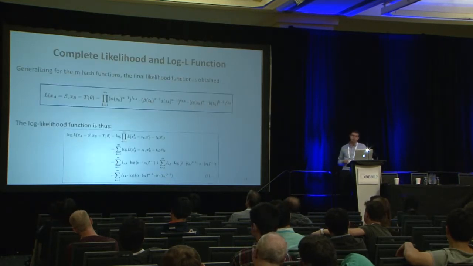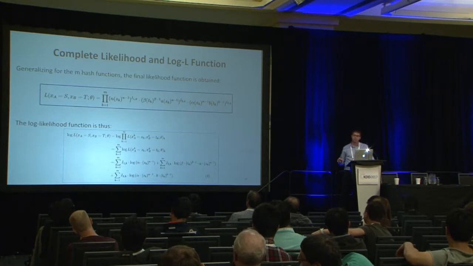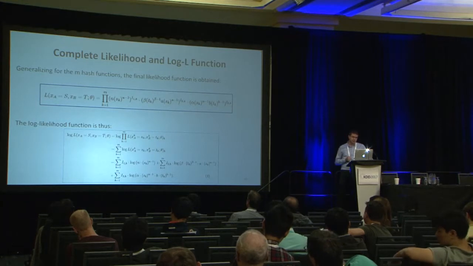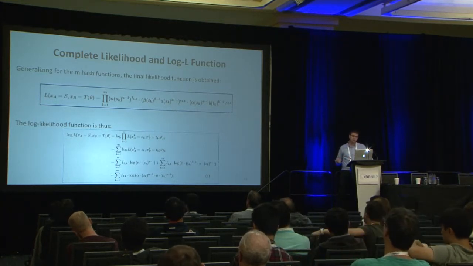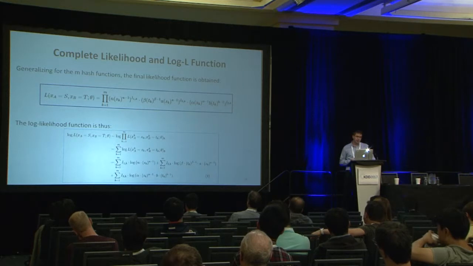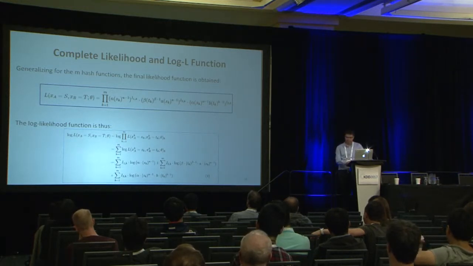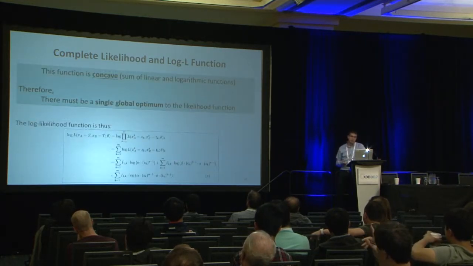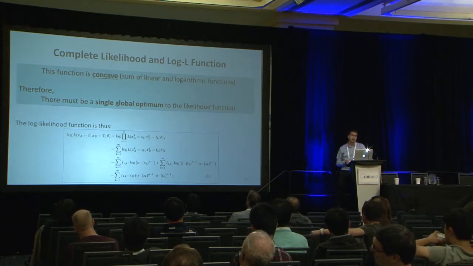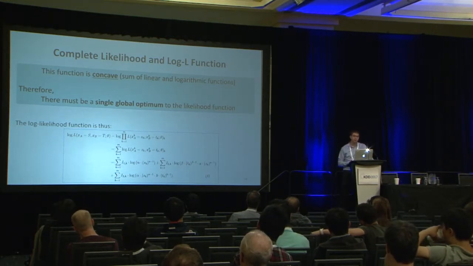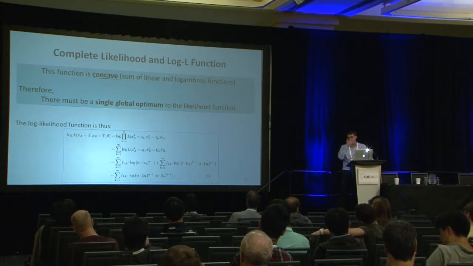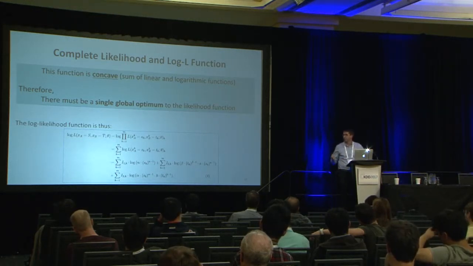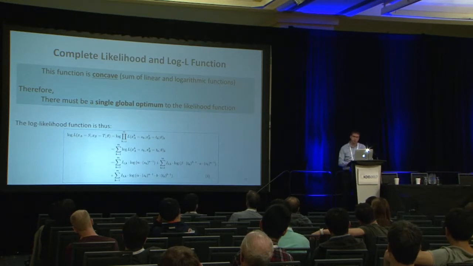Then we can generalize it for all the m hash functions we have by just multiplying it over the m hash functions and using indicator variables for each hash function. Taking the log outside, we get the final log likelihood function. As you can see, this log likelihood function is concave. It's a sum of only linear and logarithmic functions, and therefore it must have only a single global optimum, which is great because we can now find this global optimum using maximum likelihood.